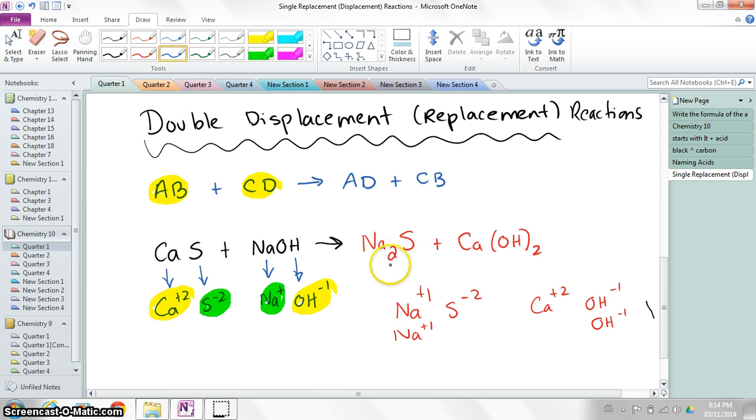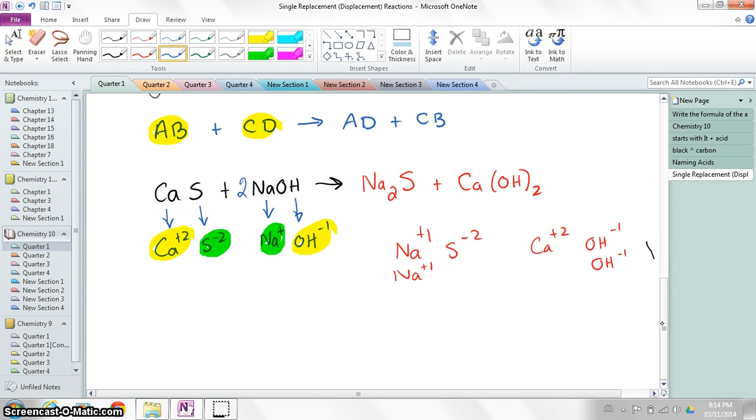We have two sodiums on the right, so let's put a 2 in front of sodium hydroxide on the left. And now we have two hydroxides on the right, and that works out because we have a 2 in front here, so that means we have two hydroxides. We have one calcium, one sulfur, one sulfur. So that's balanced. Let's try another one.